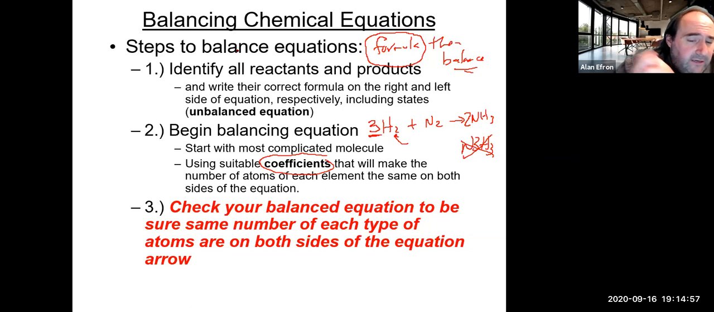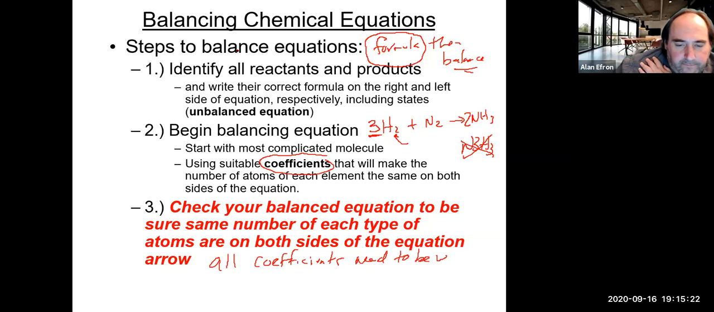When it's all said and done, after you go back and forth, you want to make sure that you have the same number of elements on each side of the arrow, the exact same number for the exact same element. The other thing is, when you are done, there are 2 things that also have to happen. All the coefficients need to be whole numbers, and they need to be the simplest set of whole numbers.